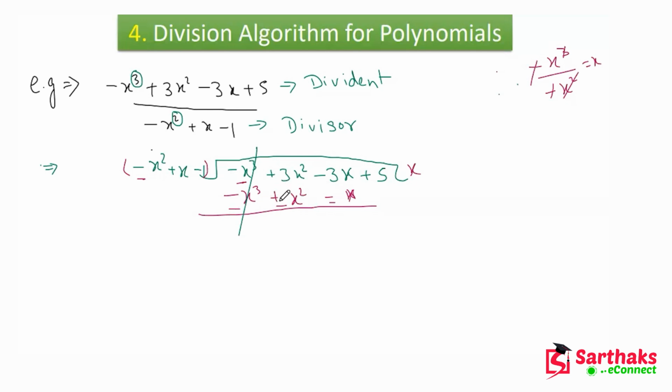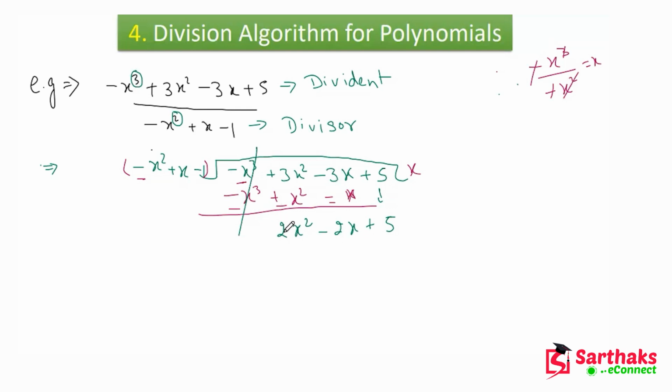Now here is minus and here is plus, so 3x square minus x square we get twice of x square. Then here is minus and minus, this becomes plus, and minus 3x plus x, we get minus 2x. The remaining part is written as it is. So we get 2x square minus 2x plus 5.